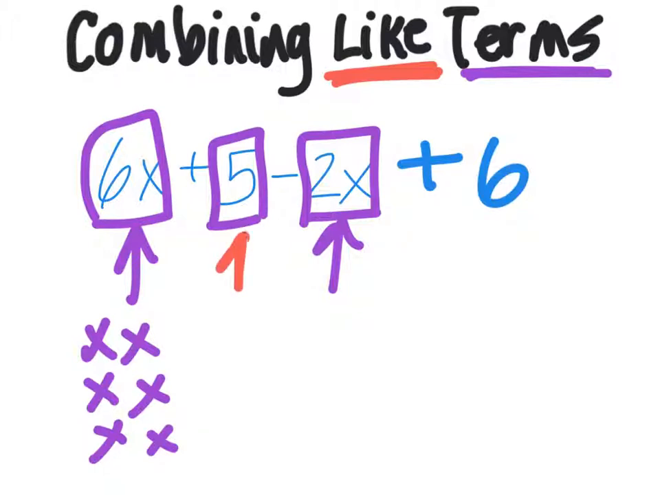I put color-coded arrows by what we would consider like terms. So this whole video is about when we combine, which means we add or subtract. That's all combining means, okay? It's not multiplying, it's not dividing, it's just adding or subtracting like terms or similar variables and plain old numbers.